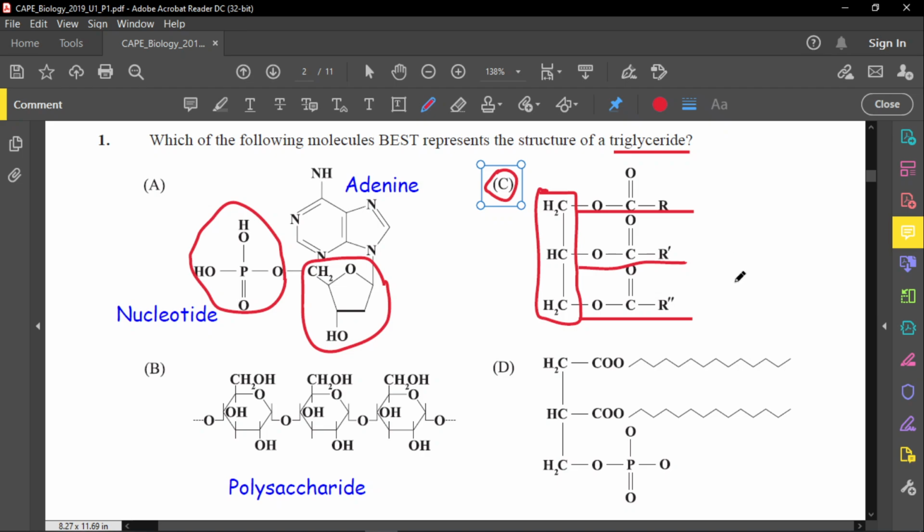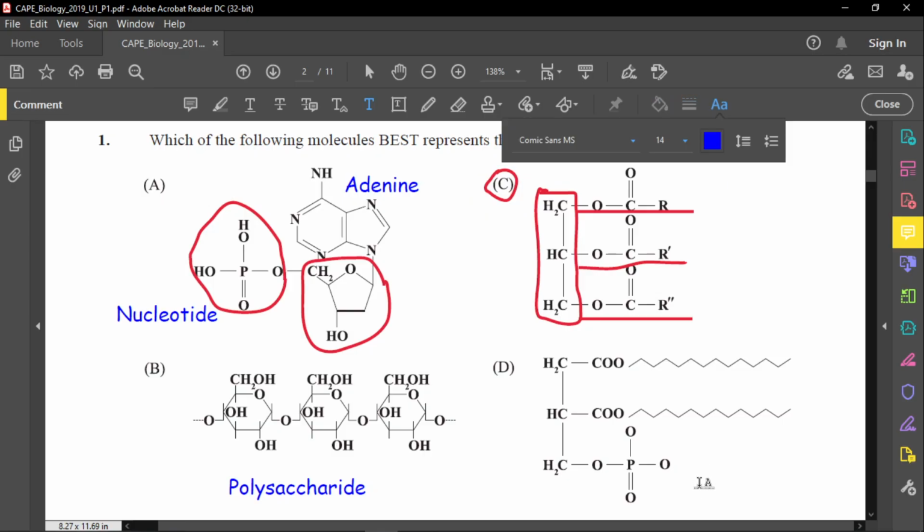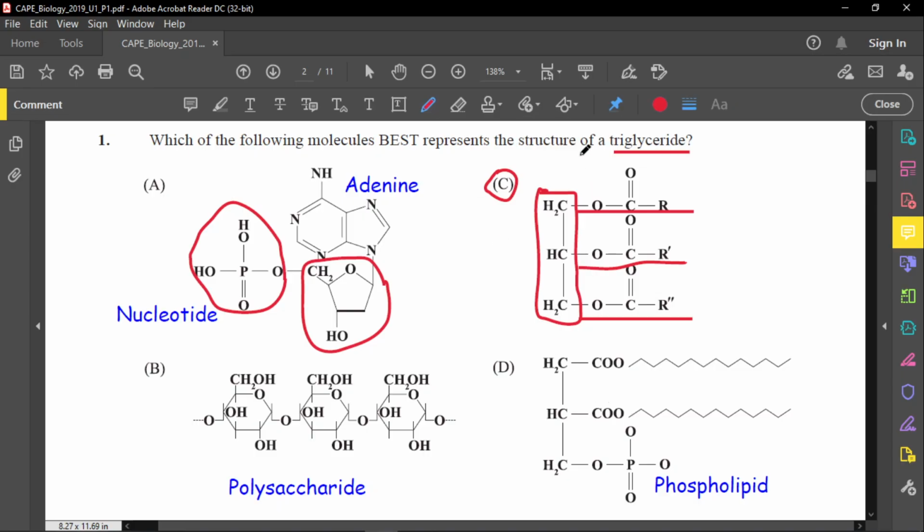All right, so now let's go into structure D. Structure D is a phospholipid. So let's write that name in. And I'm going to tell you why it's a phospholipid right here as well. It's a phospholipid because it's similar to structure C, which is a triglyceride, which is just a lipid. And so it's a phospholipid because one of the fatty acids is replaced by a phosphate group. So that's a phosphate group.